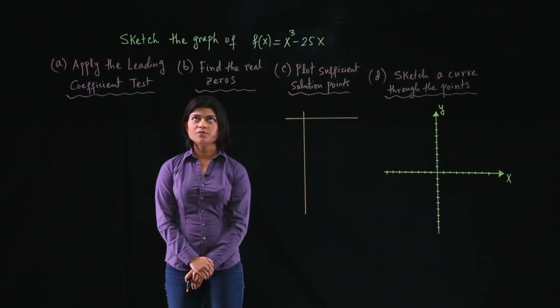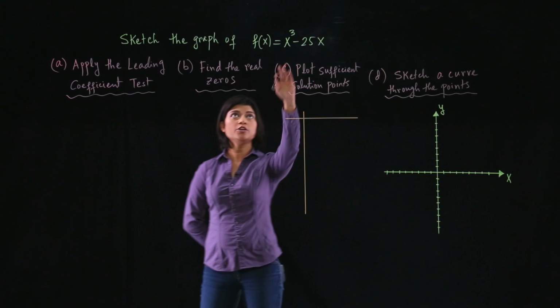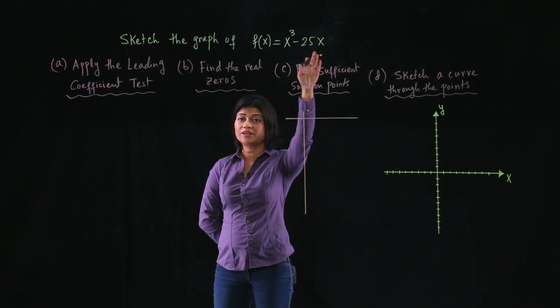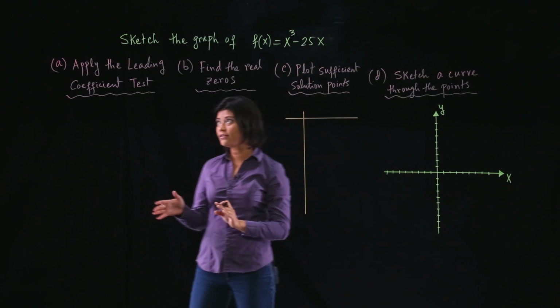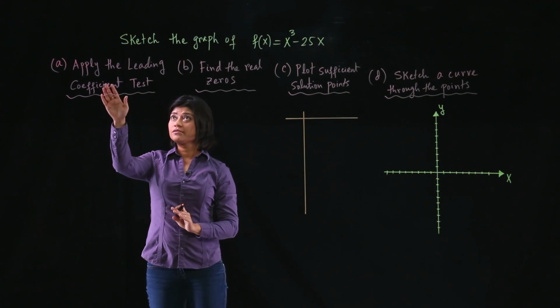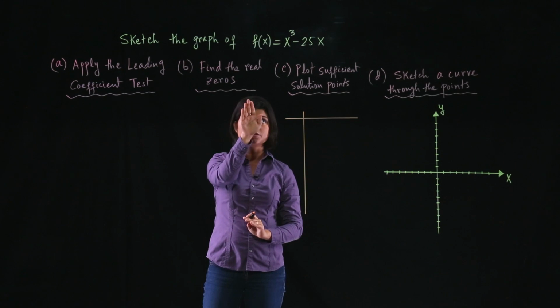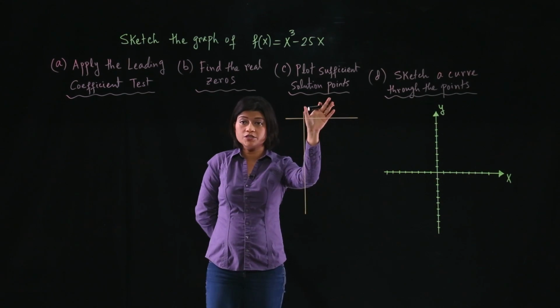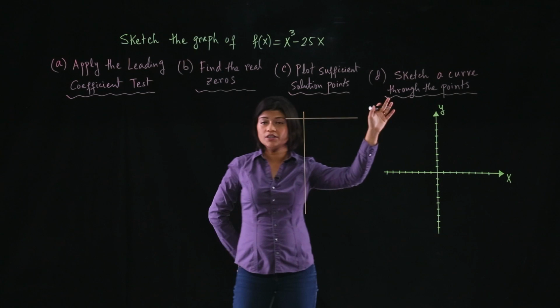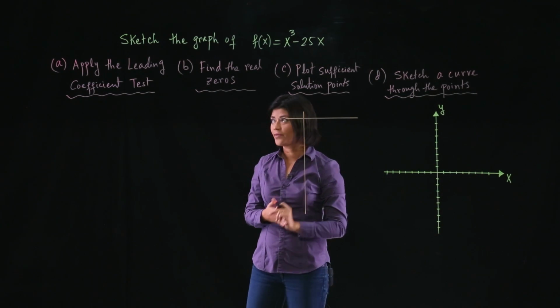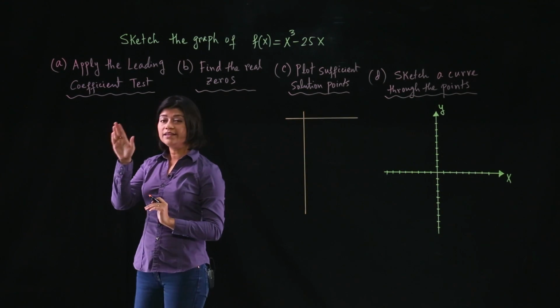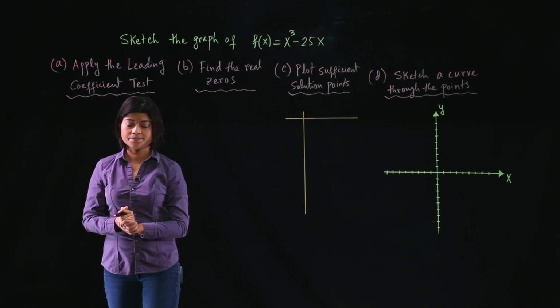Hi, I'm Papia. In this problem, we have to graph this polynomial x cubed minus 25x using first the leading coefficient test, then we have to find the real zeros, then we have to plot sufficient solution points, and then sketch a curve through those points. So let's start with the leading coefficient test.